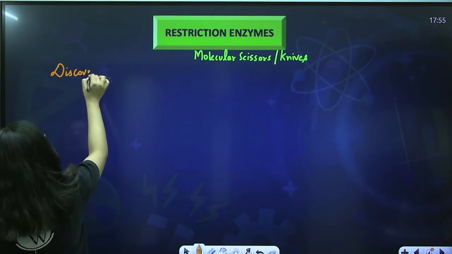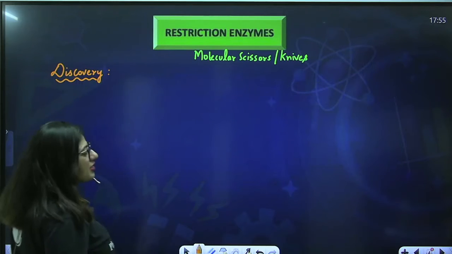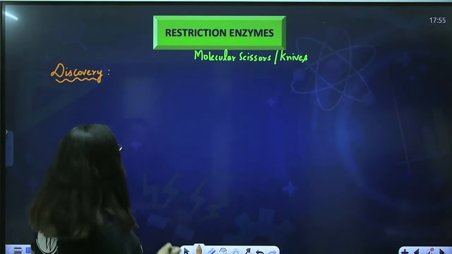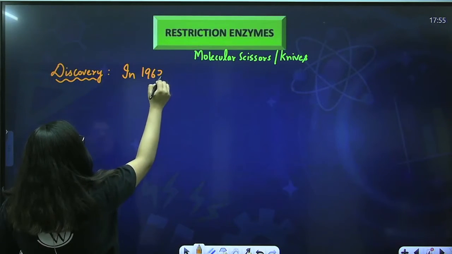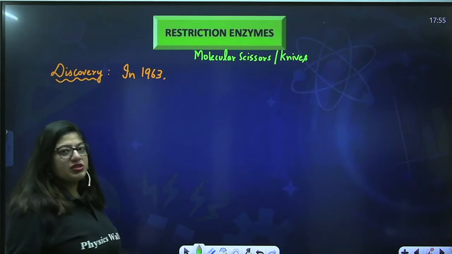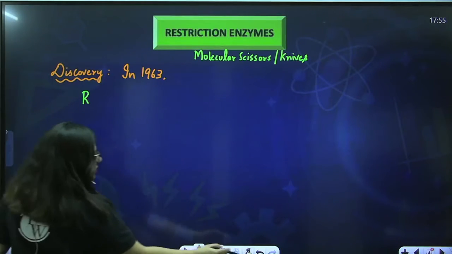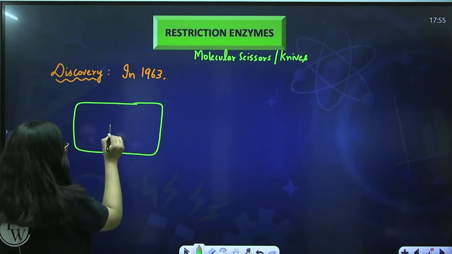How were they discovered? Most of the things in our science are discovered accidentally. So this is one of the examples. The discovery took place in 1963. In 1963, there were scientists who were doing a study. And what was the study? The study was to see how E. coli, imagine this is E. coli.